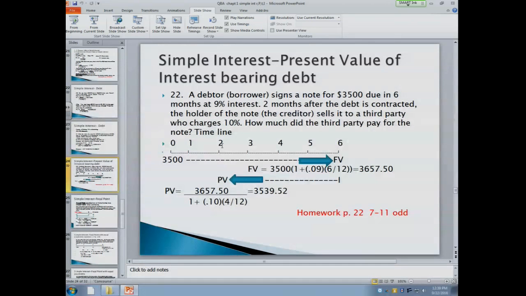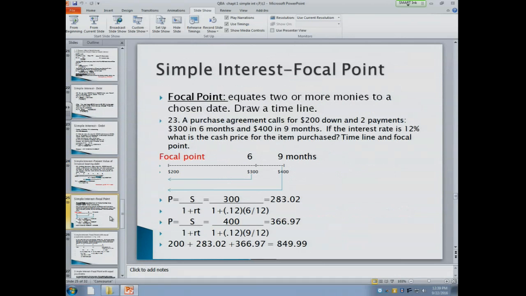So I want you to stop it and think about this a little bit. You will see these over and over again in examples, in compound interest in a few weeks, and possibly on some test. This example just emphasizes the focal point. And I will specify, I wanted the focal point now. So you had to find a present value of 300 and 400 and then add it to 200.